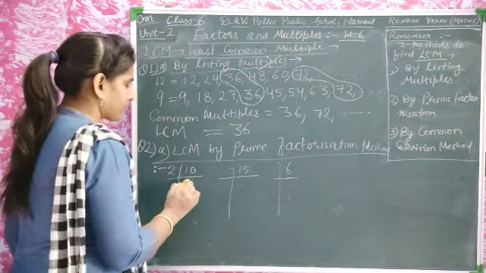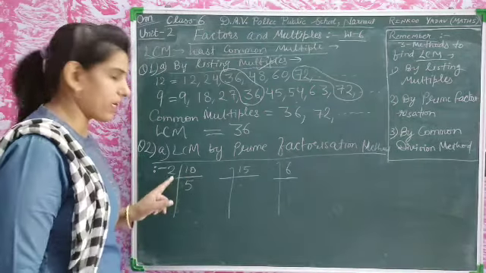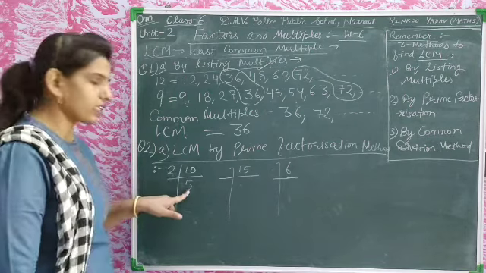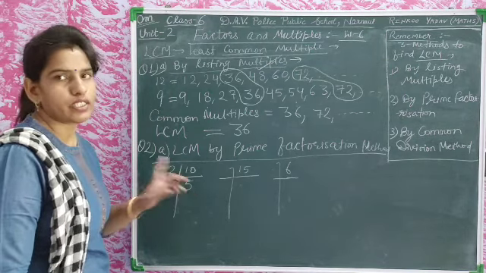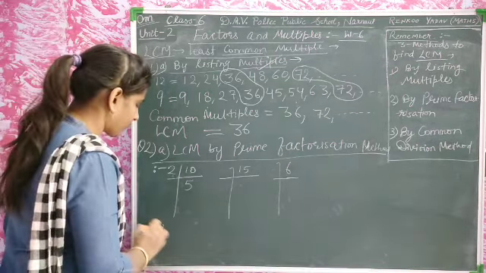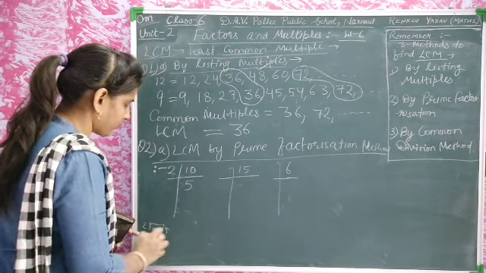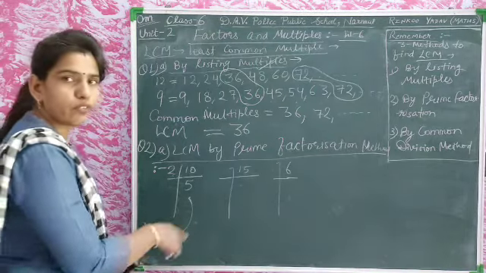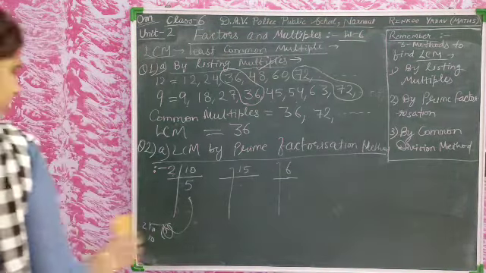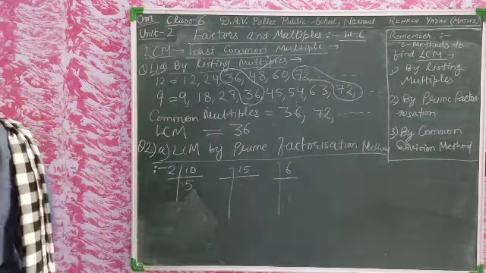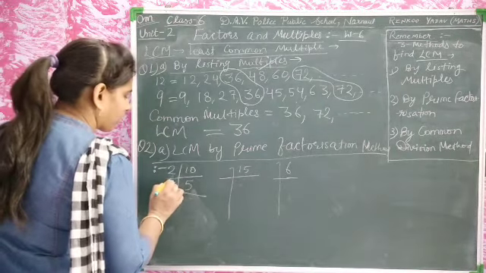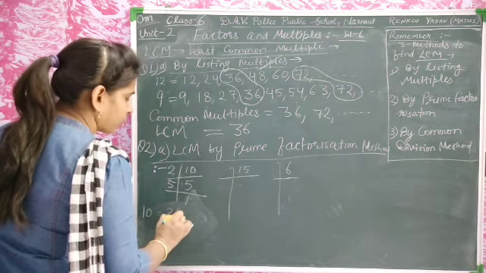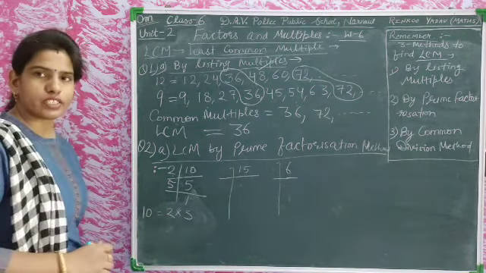First 10. Write the prime number which divides 10, that is 2. 2 5s are 10, and 5 is the quotient after dividing 10 by 2. We write the quotient of every number here. Now it will be divided only by 5. 5 1s are 5. So 10 is equal to 2 into 5. This is the prime factorization.